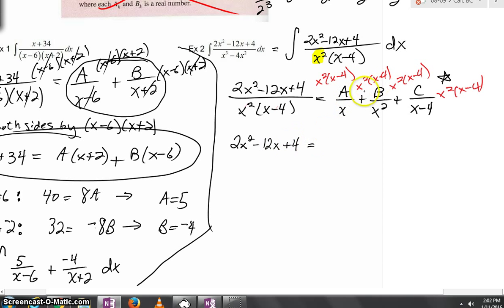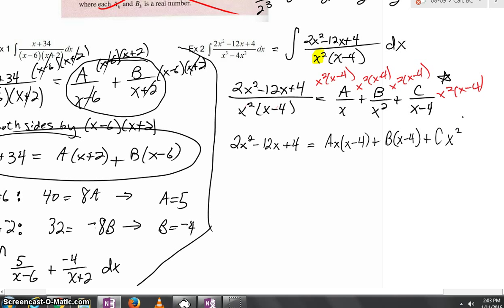A over x, when you multiply that LCD there, one factor of x will go away. You'll have ax times x minus 4 plus, here both x squareds are going to cancel out. You'd have b times x minus 4. Finally, for your last fraction here, the x minus 4's cancel. And you'll have c times x squared. You have to find an a, a b, and a c.